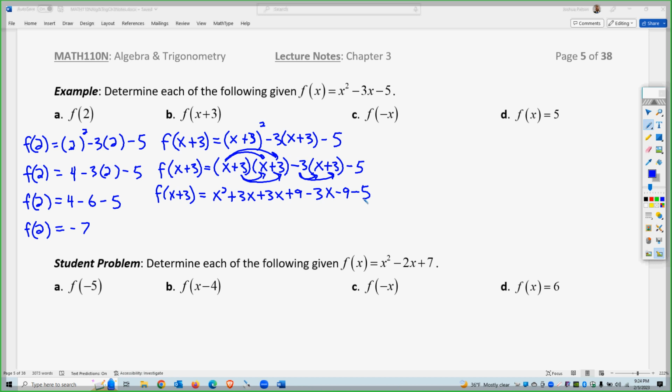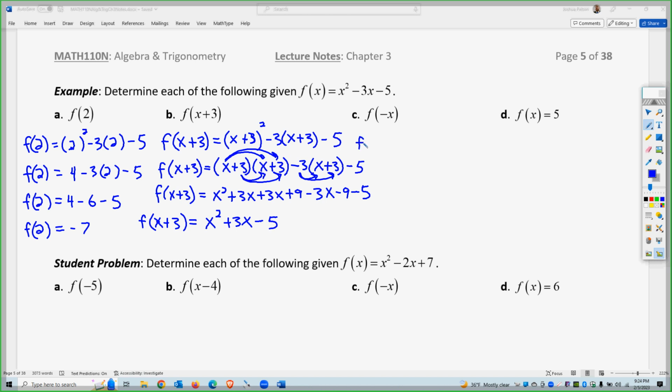All right, so we did exponents, we did multiply. Now we'll do add. So f of x plus 3 equals x squared plus 3x, because one of the 3x's cancels because of the minus. The 9's cancel, leaving me with minus 5. So if I plug in x plus 3, my output is another function, which is similar, but just switches the 3x's. So let's say I do f of negative x.